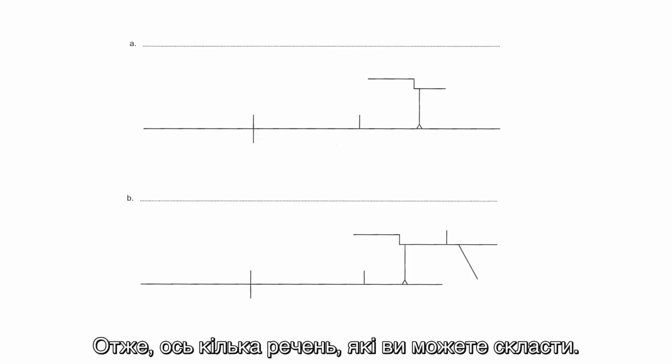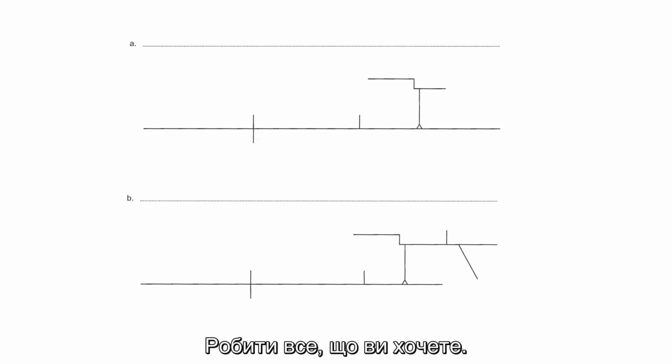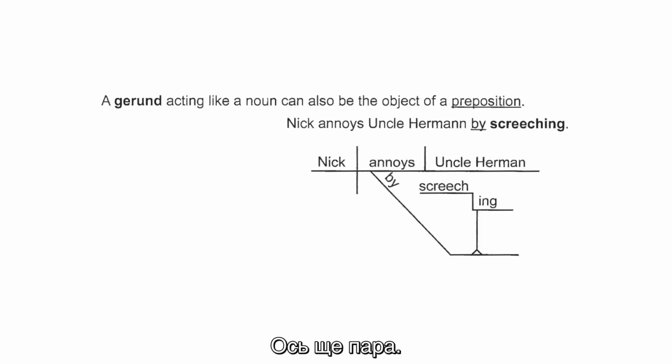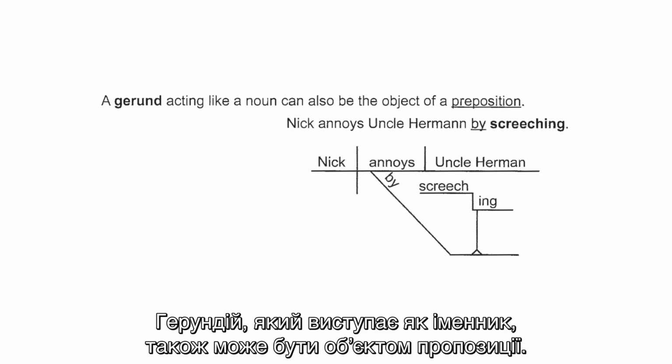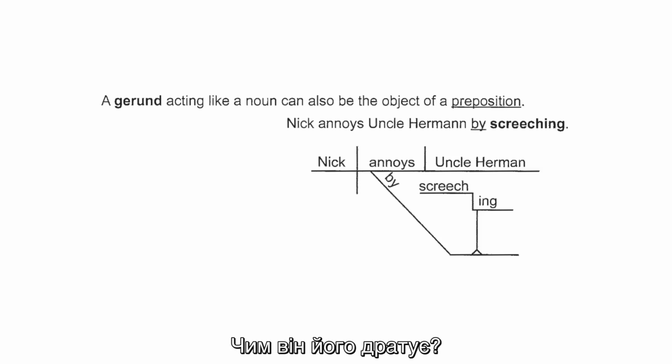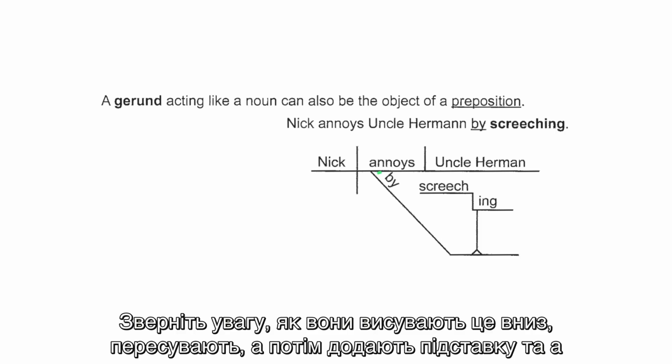So here are some sentences that you can put together. Do whatever you want. Use the packet to help you figure out how to write these sentences. Here are a couple more. A gerund acting as a noun can also be the object of a preposition. Nick annoys Uncle Herman by screeching. How does he annoy him? What space does he annoy him by? By screeching.